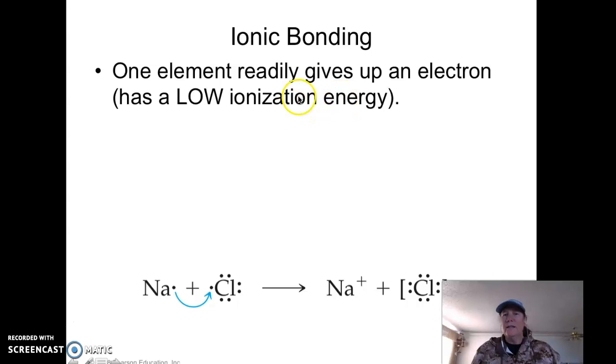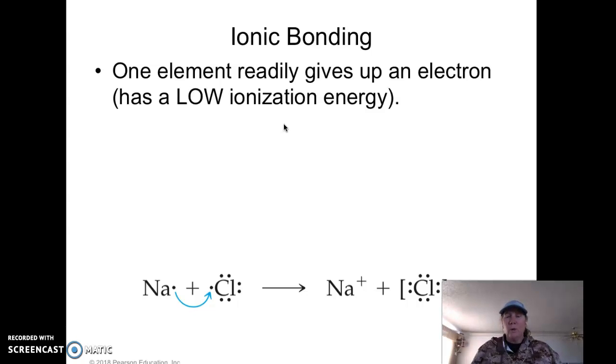One element is going to give up electrons. That's going to be your metals. They have an energy, it's actually calculated for every element, and the ionization energy is how much they want electrons. If it's low, they don't want electrons. If it's high, they want electrons.